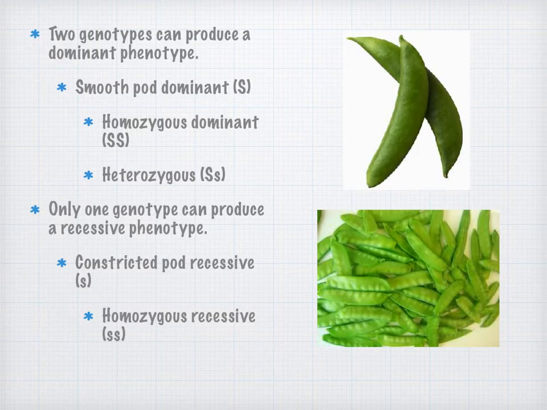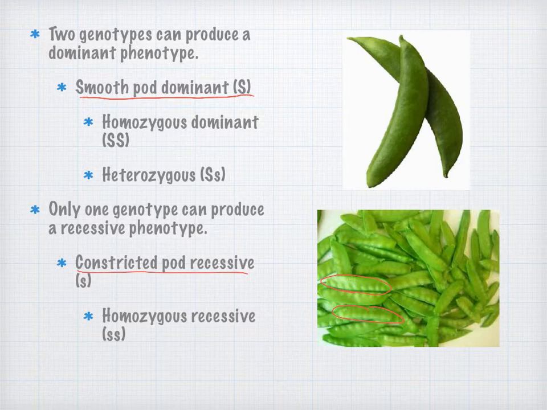Two different genotypes can produce the same dominant phenotype. In pea pods, the smooth pod is dominant, so it is given by an uppercase S. The constricted pod, which looks kind of shrink-wrapped around the peas, is recessive, so that would be a lowercase s.